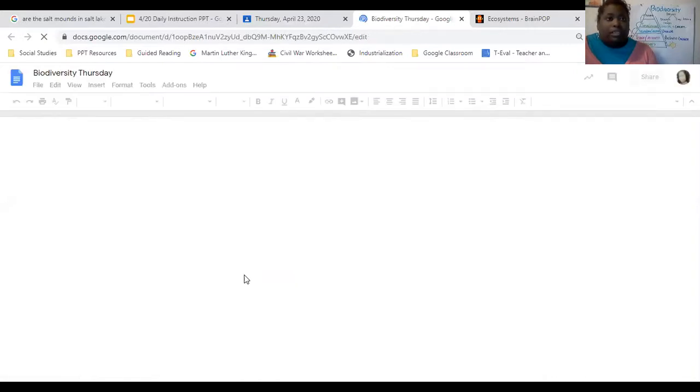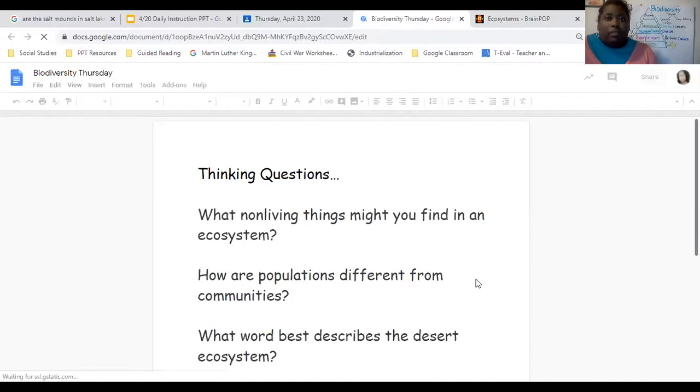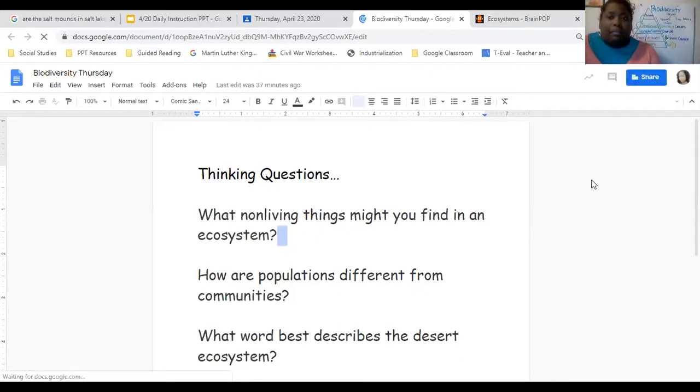After you click that, you'll have 3 thinking questions. And you just type the answer in any color that you want. And then make sure you see where the share button is. Make sure you click turn in. It'll have turn in up here. And you'll turn that in to Ms. Davis so that I can grade it.